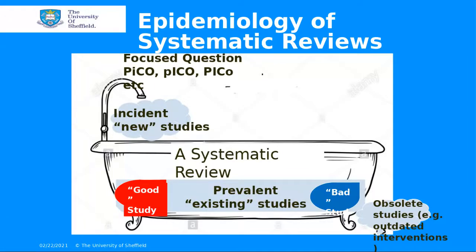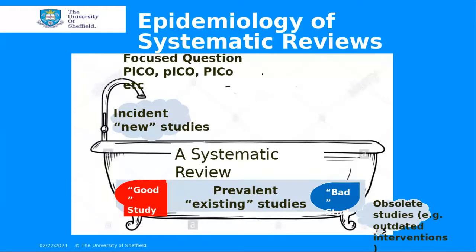Coming out of the plug hole, we see the obsolete studies. That's studies that study interventions that are no longer state of the art. Perhaps they are dangerous, or perhaps they've been replaced by new technologies, new procedures. But more importantly, we have the incident new studies. New studies are being published all the time, and if we have chosen a particularly volatile area, it may well be that quite a number of these studies have appeared since the systematic review was first published.